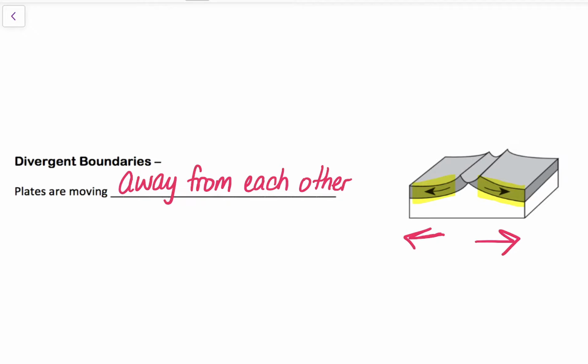The plates are moving away from each other. One way to remember this is to think of the word divide. If you divide in math, you're breaking up something into smaller pieces. The numbers are moving away from each other. In this case here, we have 1 plate and we're dividing it into 2 plates. It's breaking into 2 plates and the plates are moving away from each other. So we have divide, divergent.